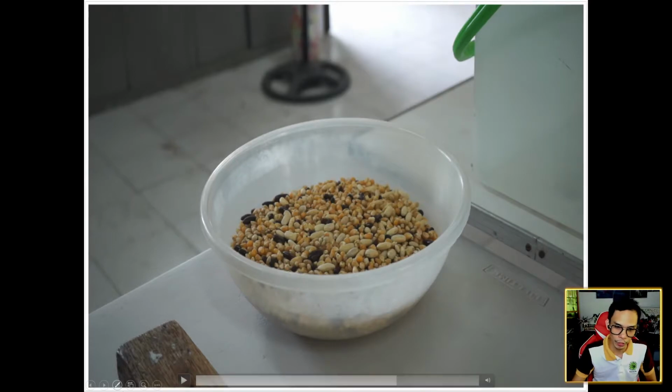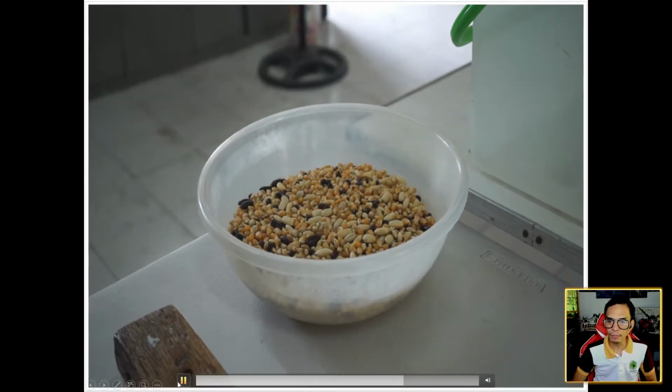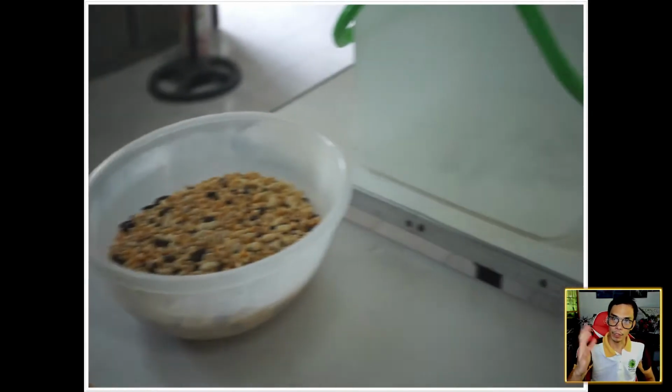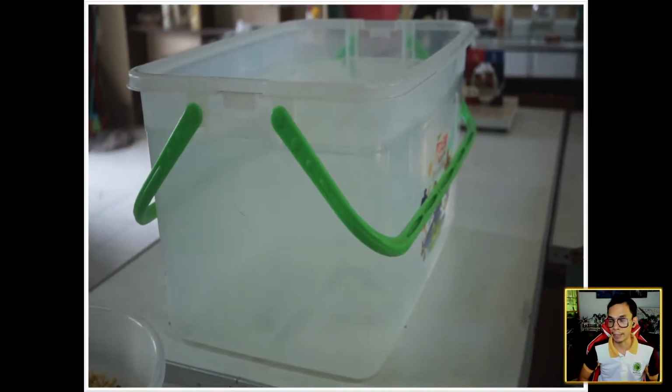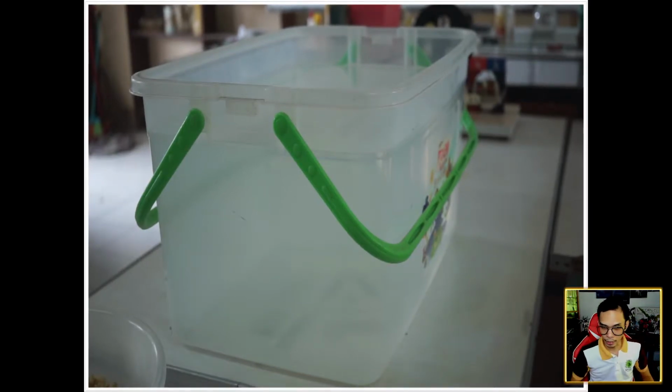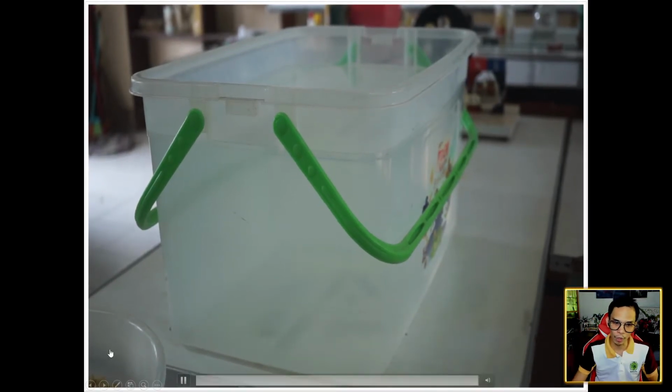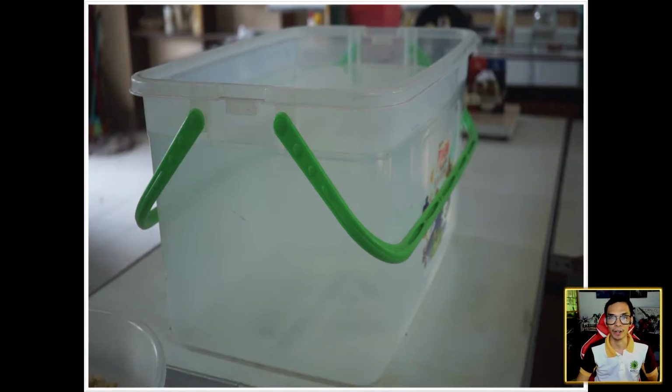Now how about the water that you have right here? The water represents the mantle. It doesn't represent the ocean, the water from the ocean, but it represents the mantle itself. Now, we will demonstrate how isostasy works.